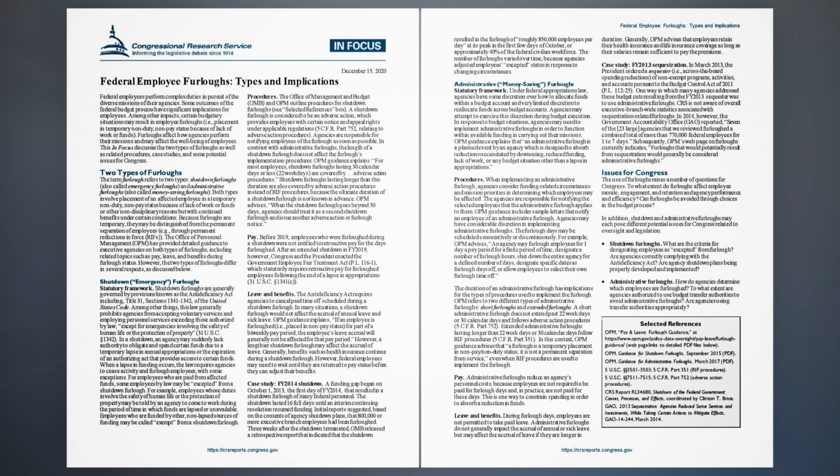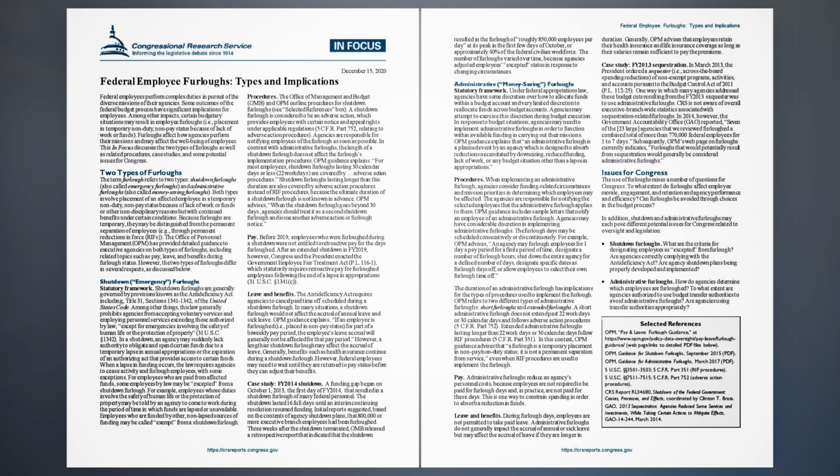Administrative money-saving furloughs. Statutory framework. Under federal appropriations law, agencies have some discretion over how to allocate funds within a budget account and very limited discretion to reallocate funds across budget accounts. Agencies may attempt to exercise this discretion during budget execution.